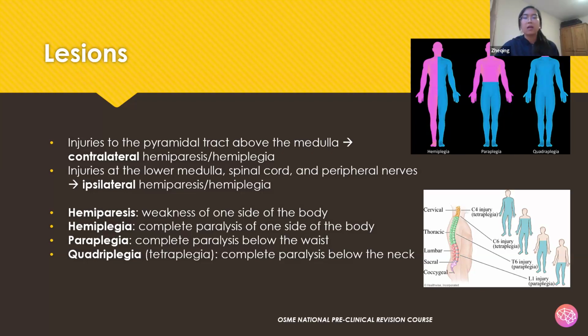And that just depends on the level of the lesion, whether it's for example a cervical spine injury, or a thoracic spine injury, or a lumbar spine injury. So it just depends on the level of the lesion.